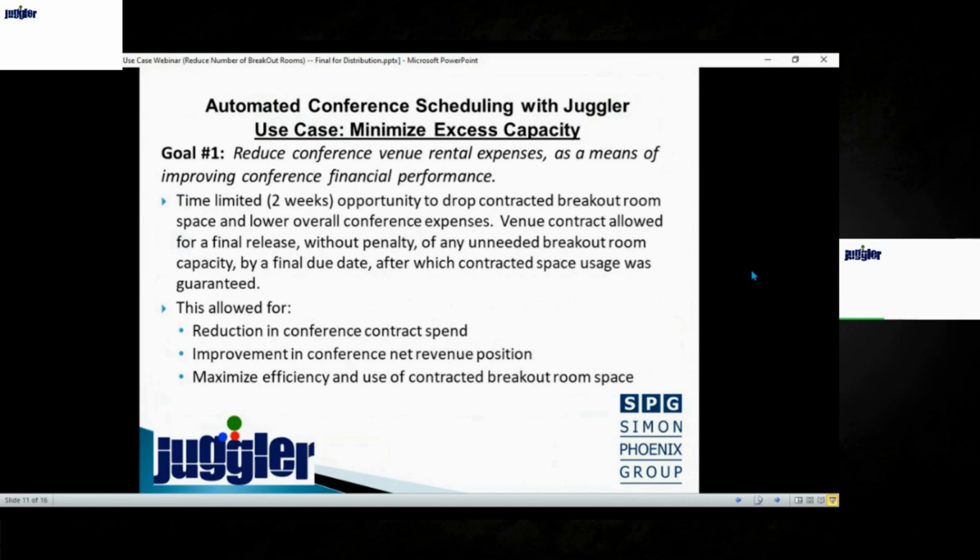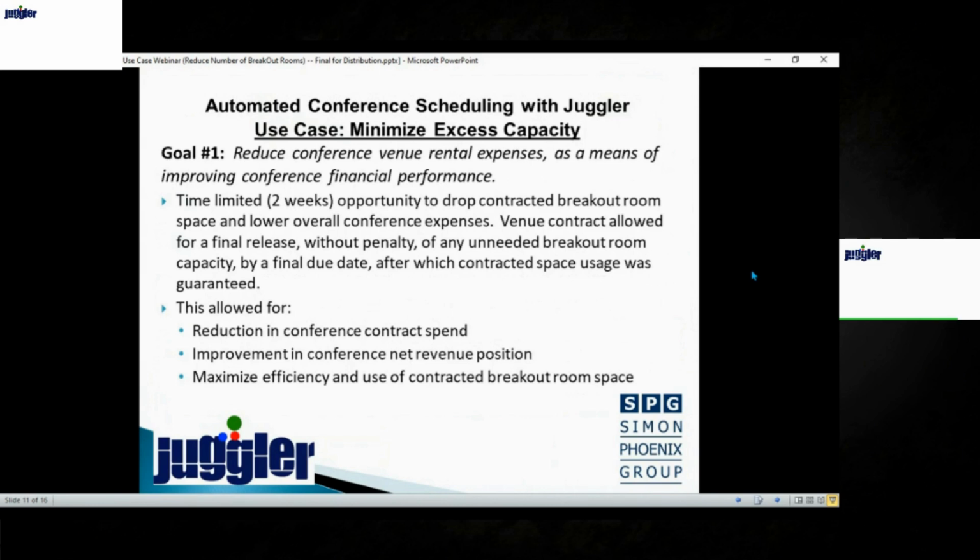So what this allowed for, by having this language in the contract, was a reduction in the conference contract spend. It allowed for an improvement in conference net revenues, because if your revenues are dropping, being able to reduce your expenses obviously will help the bottom line. And in the end as well, it will maximize efficiency and use of contracted breakout room space.